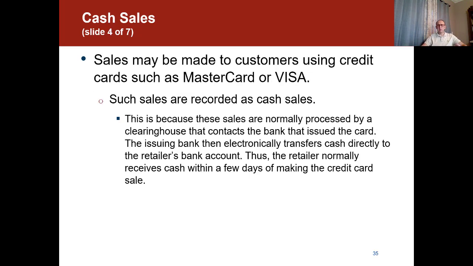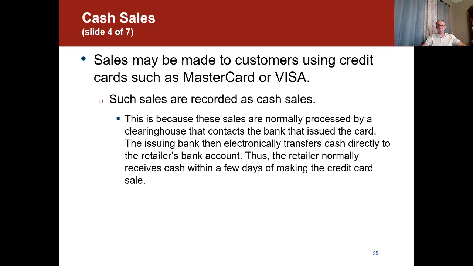So sales may be made to customers using credit cards such as MasterCard or Visa. And again, in our world nowadays, the use of credit cards is very common, and many customers or clients just use credit cards to make their payments. In our eyes, if the client or the customer is using a credit card, this is considered to be cash. It's not credit because we are not the ones who are offering the credit. It's the bank that offers the credit. So such sales are recorded as cash sales.